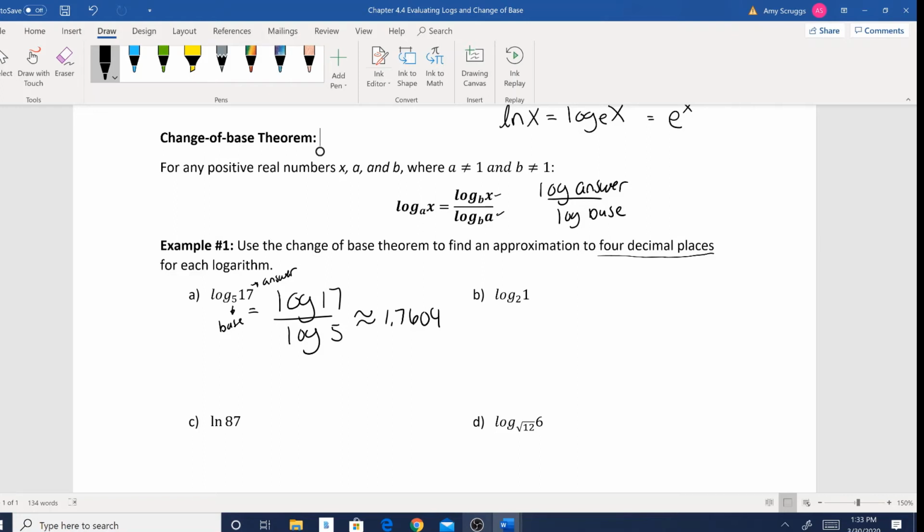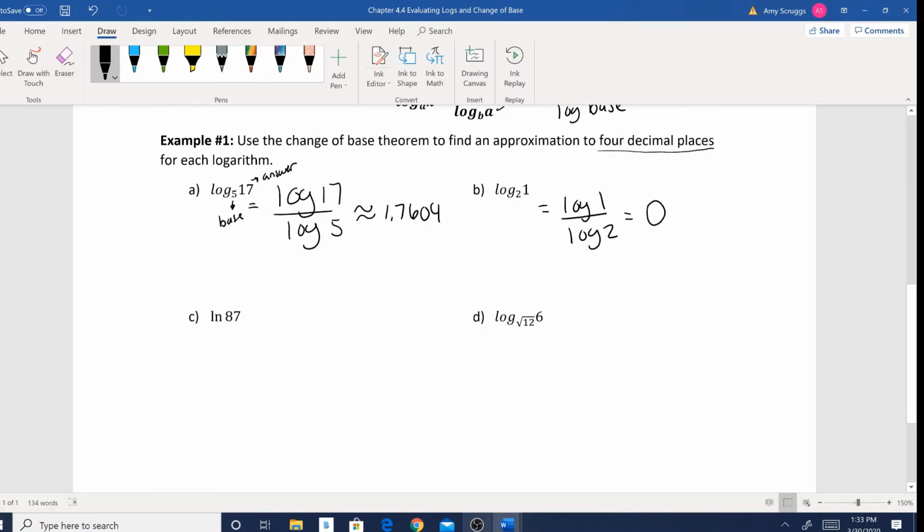Okay, let's do B. So this one would be log of 1 divided by log of 2. And you might be surprised to know that the answer to this is 0. Okay, now we have an example with an ln. So let's keep in mind, actually, we don't have to change anything here. You don't have to change it to a logarithm or anything like that.